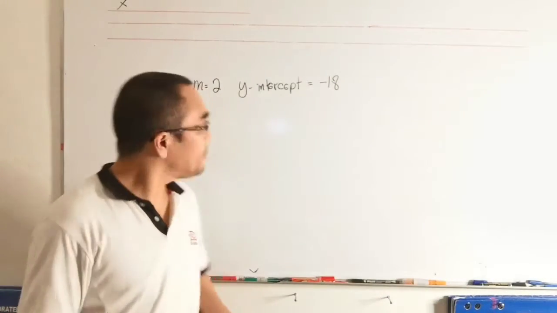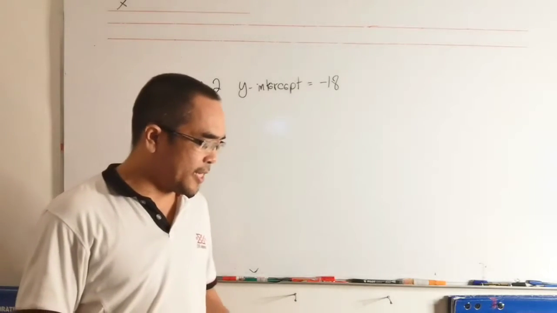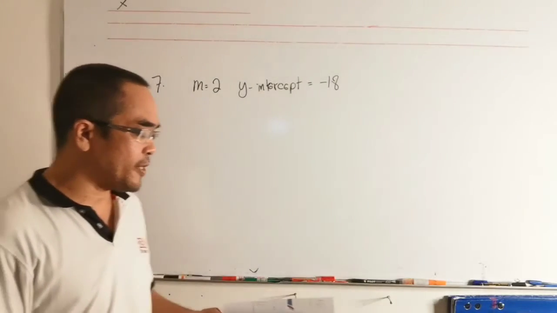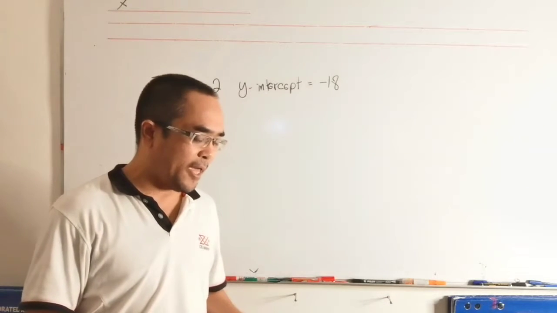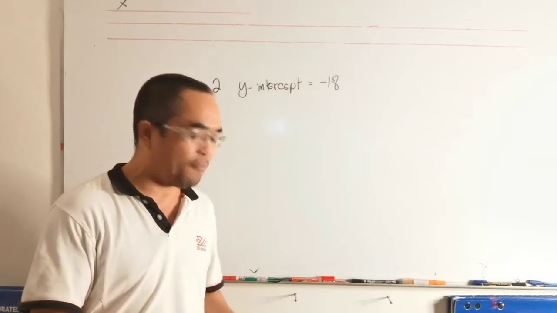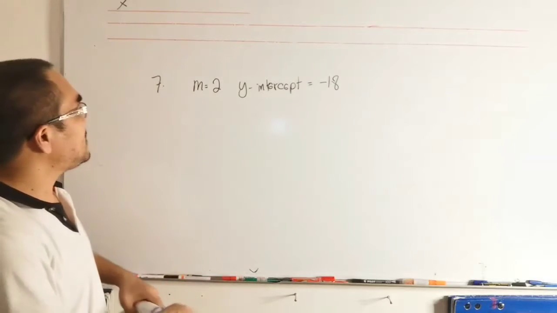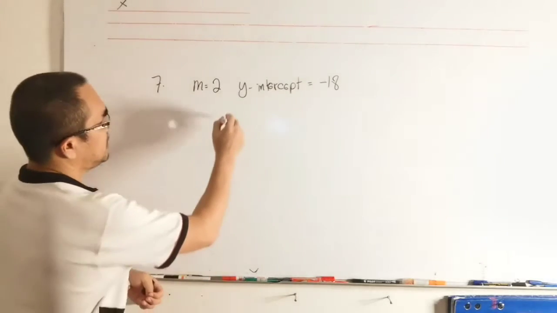Okay, question 7, Generating Excellence. Number 7. If the gradient of a straight line is 2 and the y-intercept is negative 18, determine the x-intercept of the straight line. So first I will draw the graph.